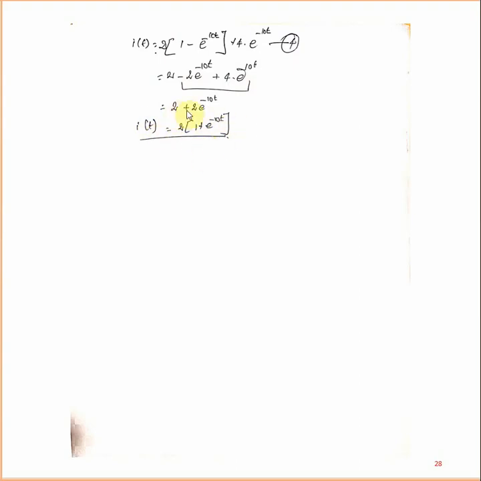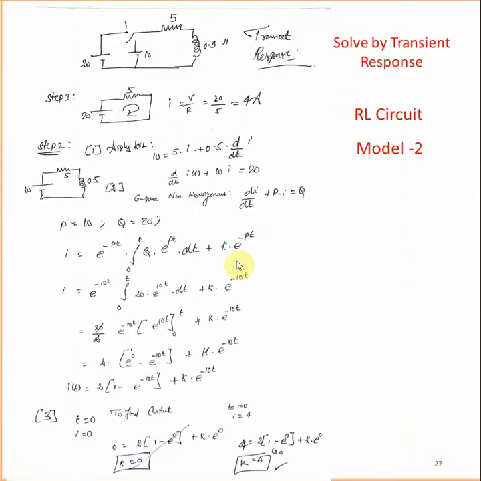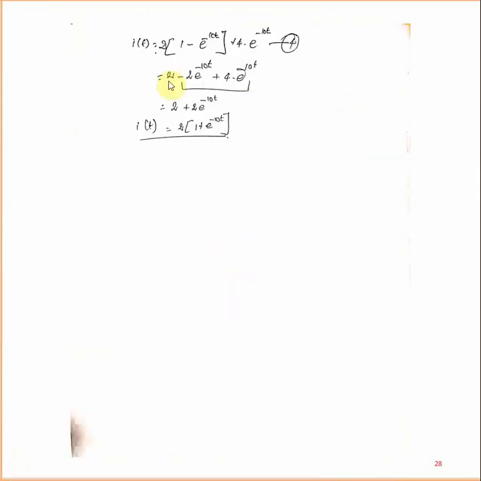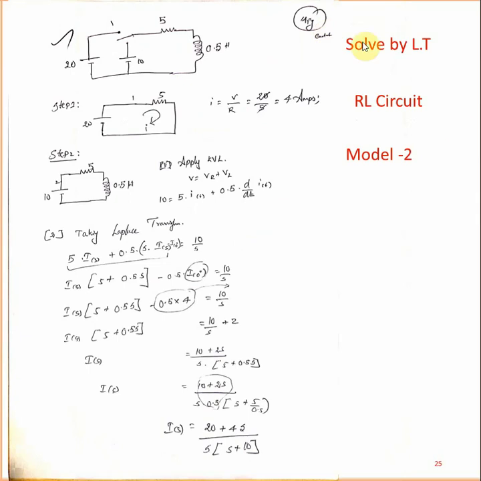So 2 plus 2 into e power minus 10t. Otherwise 2 into 1 plus e power minus 10t. So I got the same answer: 2 plus 2 into e power minus 10t. Okay, so whether you go with the transient response or the Laplace transform method, your answer is the same.